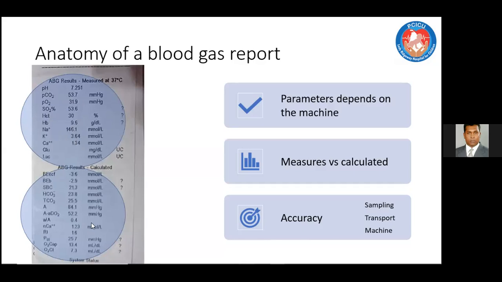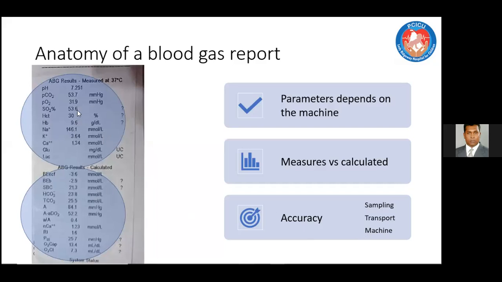So it might not be the correct and actual saturation, because the machine puts it into an algorithm based on the oxygen dissociation curve and then calculates the saturation. So basically, remember, there are two groups of parameters. Some are measured and some are calculated, and it's interesting to know which one is which.